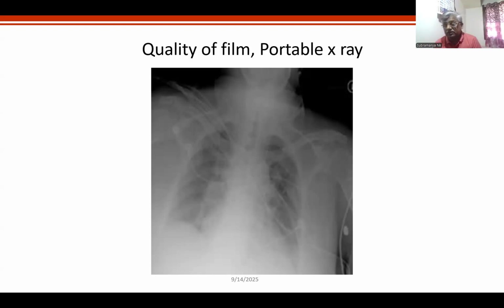Dr. Saluja, I think that overexposure and underexposure is enough for you. Please remember, it is not in your control. It is a radiological control.